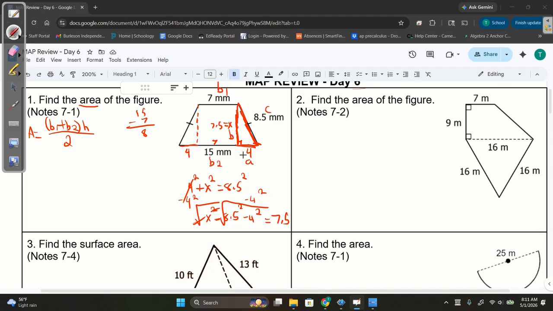Now that I know the height of my trapezoid, I can go ahead and plug it into the area formula here. The area is base 1, which is 7, plus base 2, which is 15, times the height, 7.5, divided by 2, which gives me an area of 82.5 millimeters squared.